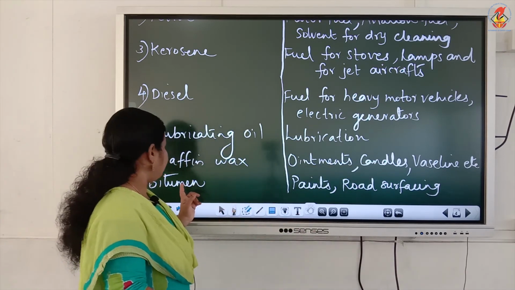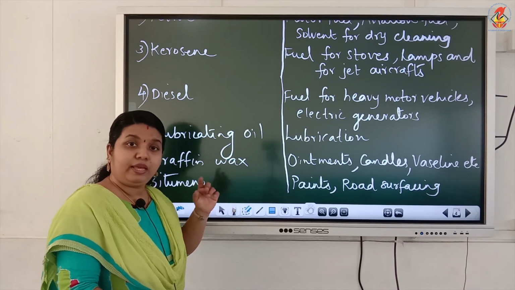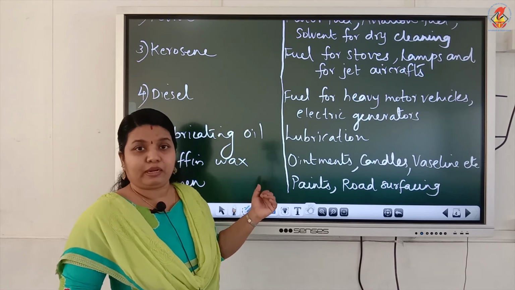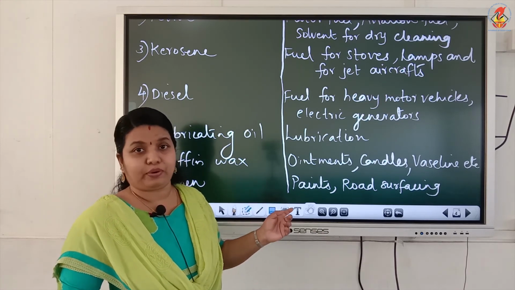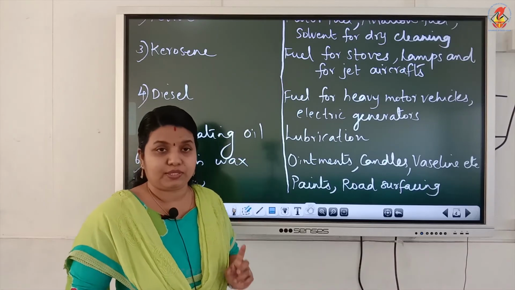And the last one is bitumen. I told you when we were discussing coal tar, that earlier coal tar was used for surfacing of roads, but now instead of coal tar, a petroleum product called bitumen is used for surfacing of roads and it is also used for making paints. Okay, so this is very important.